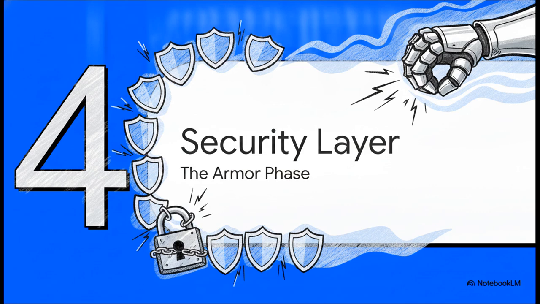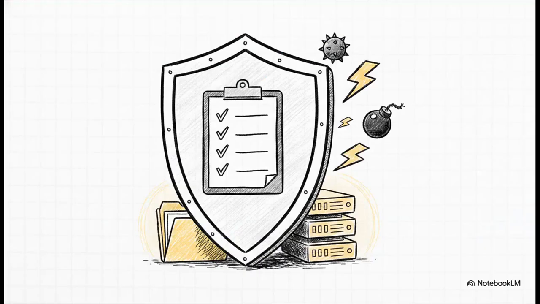Section 4, establishing the security layer. We are officially entering the armor phase. So the absolutely crucial point here is this. You must set up and test a rigorous security checklist before deploying any AI application to the public. If the last section was about surviving heavy traffic, this is all about surviving malicious intent.